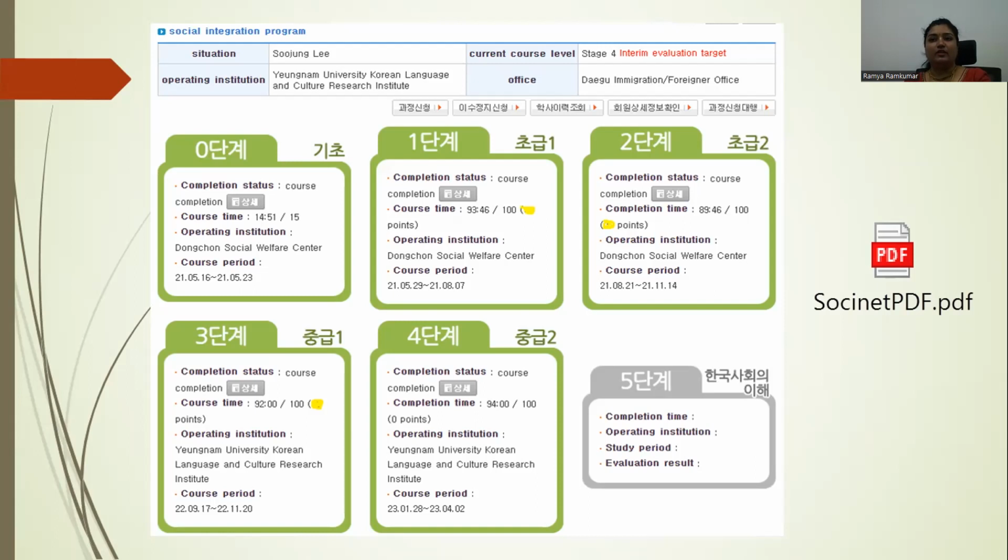Likewise, you will get the attendance. This is attendance out of 100 hours. And this is the course points, the number of points you get. And this is where you took the course from. For example, this is the operating institution.